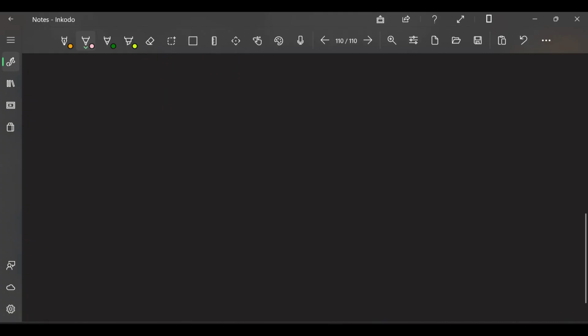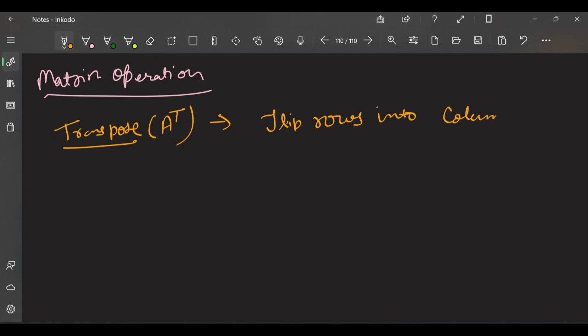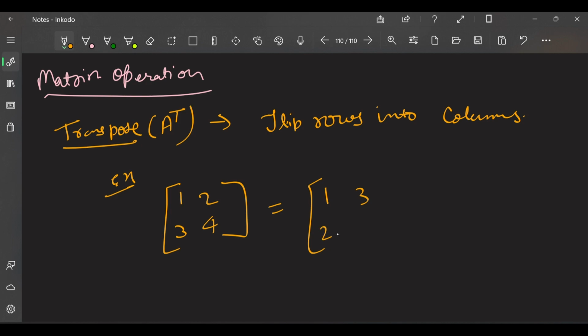So the first operation we will see on the matrix, matrix operations. The first one is the transpose. Transpose is represented like A transpose, A with a superscript T. Basically in this we are flipping rows into columns. For example, the transpose of 1, 2, 3, 4, this is your matrix given, you have to write it like 1, 3, 2, 4.